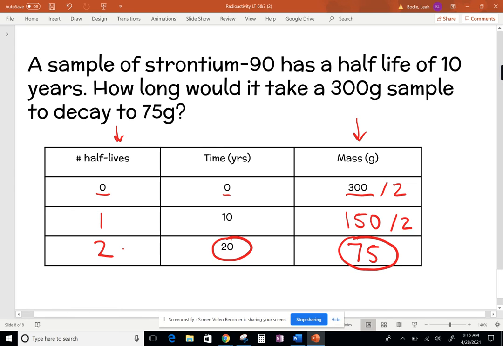So bottom line here, for our number of half-lives, you start at 0, and then you go to 1, and then 2, and then 3, and so on. For our mass, the pattern is that you're just going to keep dividing your mass by 2. And that's our lecture for today.